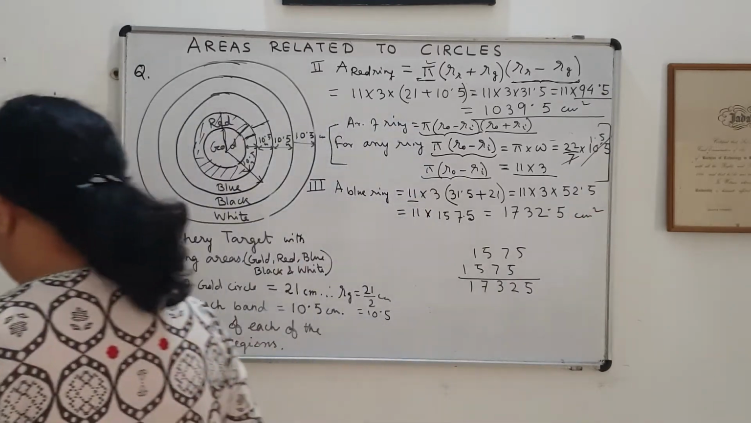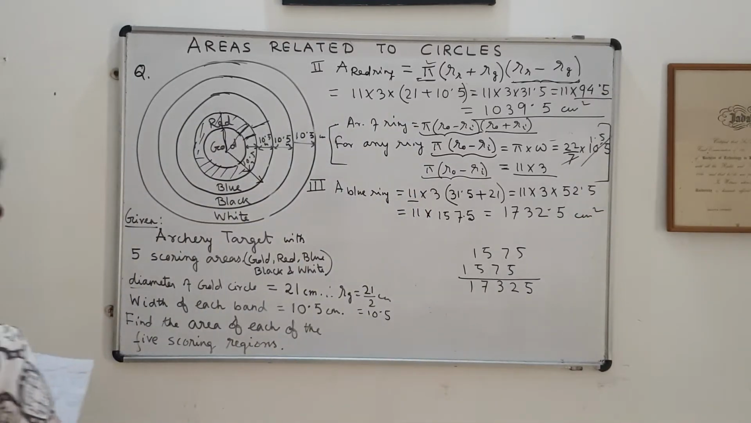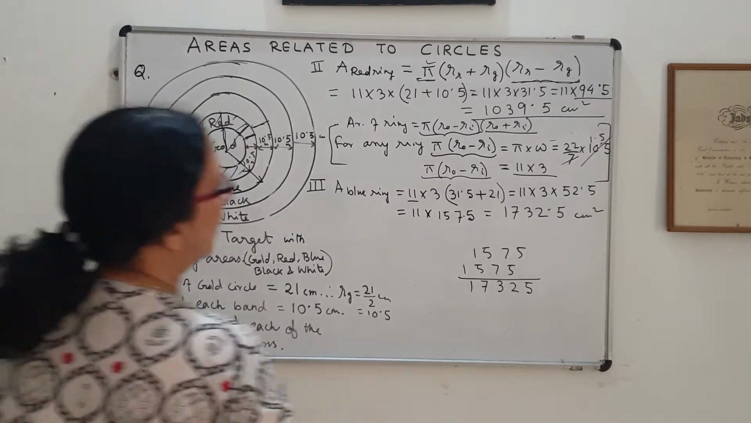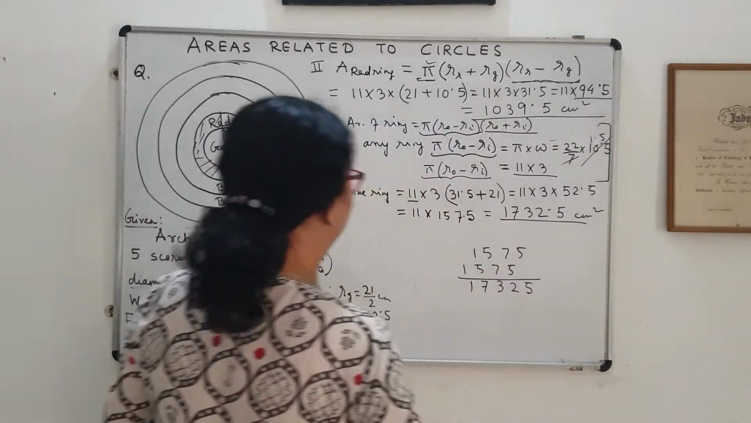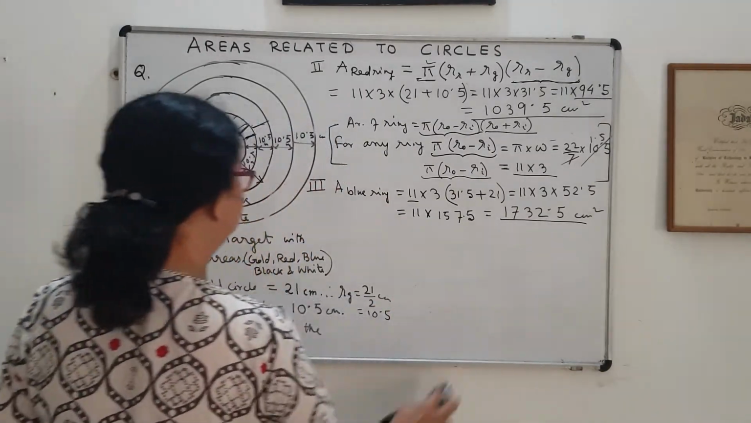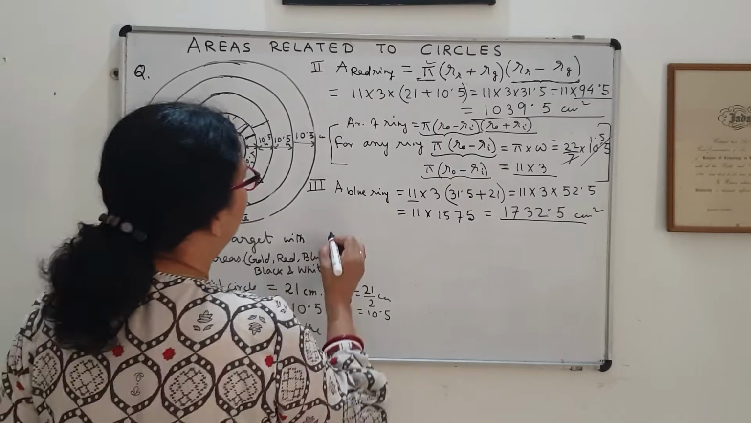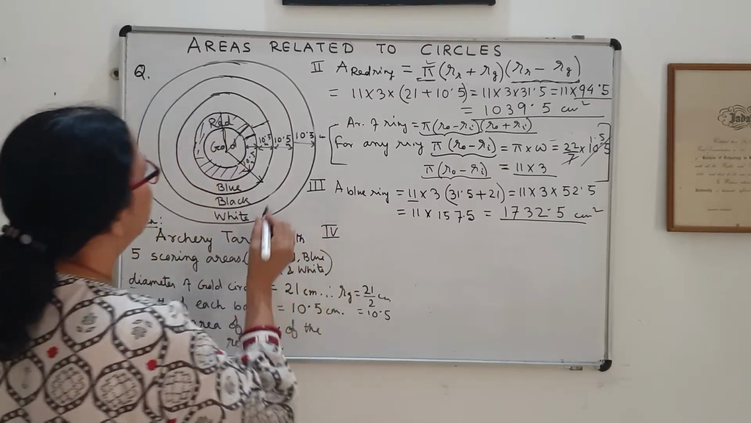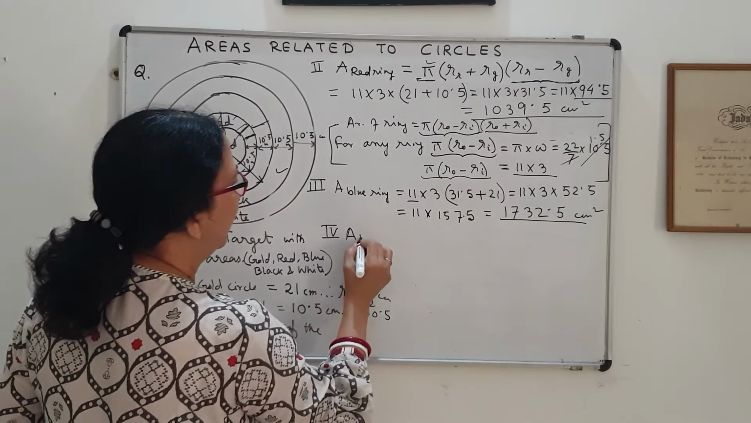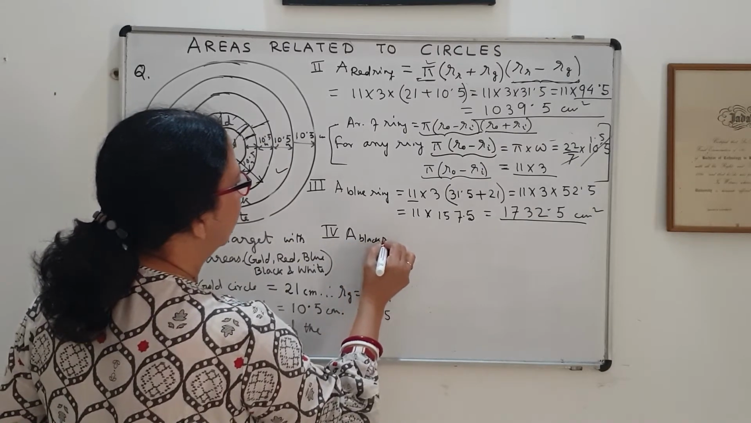Let me check the answer. 1732.5, yes, correct. So this is the area of the third ring or third scoring region. Now two more I have to find. For the fourth scoring region, that is the area of the black ring.